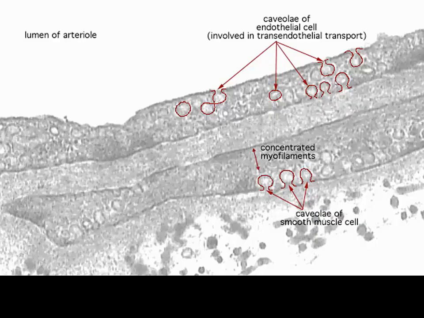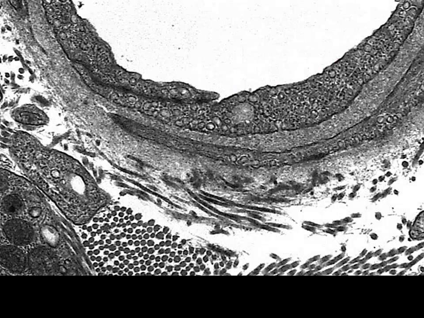Now, I don't like using that term caveolae for endothelium. I would rather use vesicles, pinocytotic vesicles, just to make sure we distinguish what's happening in an endothelial cell versus what's happening in a smooth muscle cell.